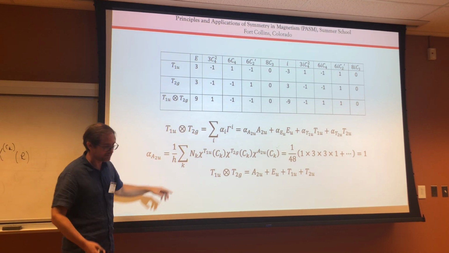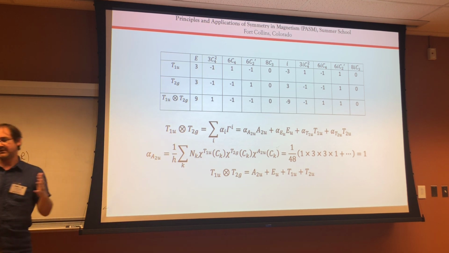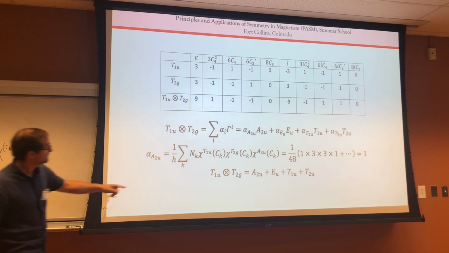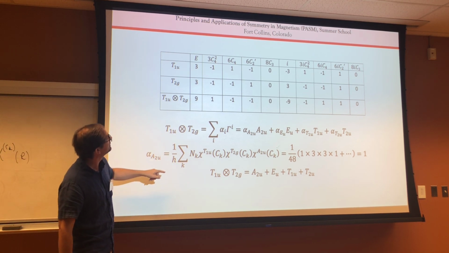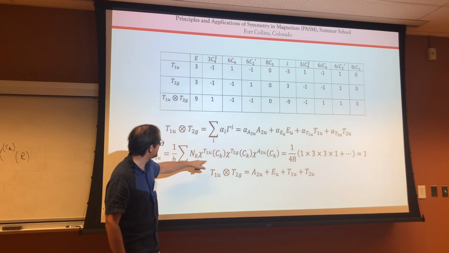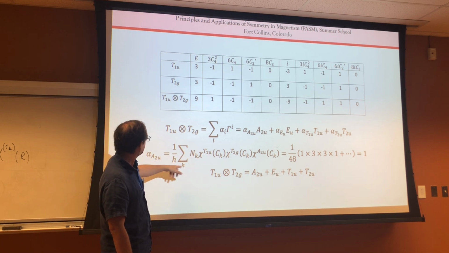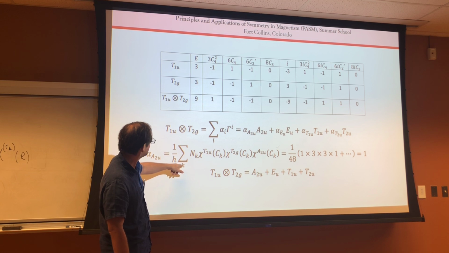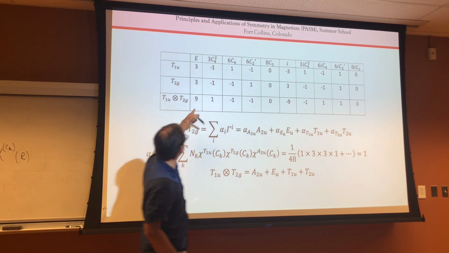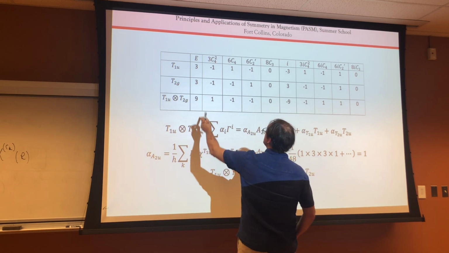H here is the number of symmetries of my point group. So I have 48. So this is divided by 48. And then I simply need to do the calculation. So let's take the first. Let me see, we have all these things here. So I will start with the first one.